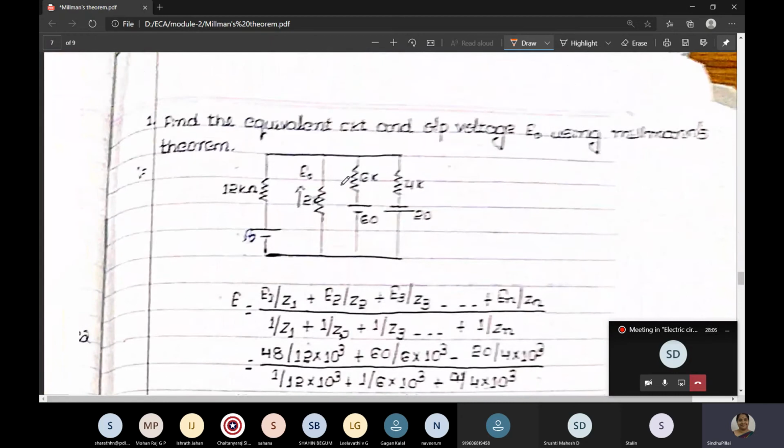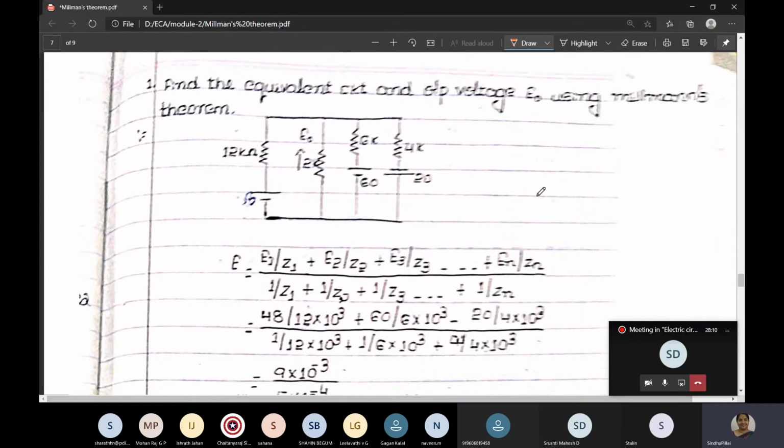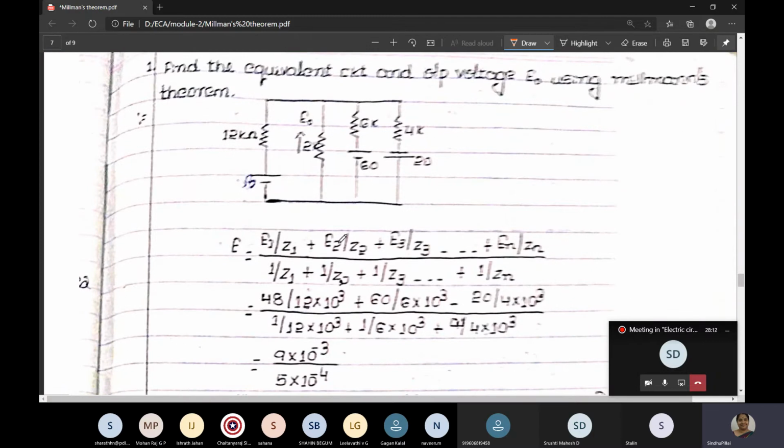Same problem here. Find the equivalent circuit where E0 using Millman's theorem. What we have written here: E1 by Z1, E2 by Z2, E3 by Z3 divided by 1 by Z1 plus 1 by Z2 plus 1 by Z3. Just to substitute, what is E1? E1 is 48. What is Z1? Z1 is 12 into 10 power 3. Next we have 60 divided by 6 into 10 power 3.